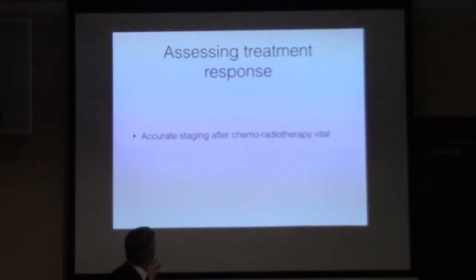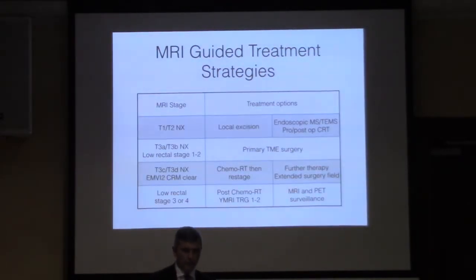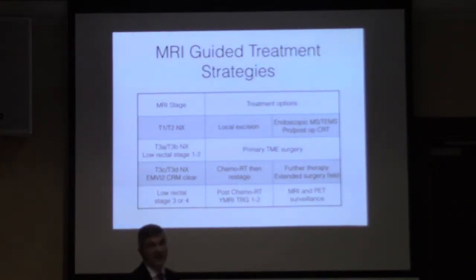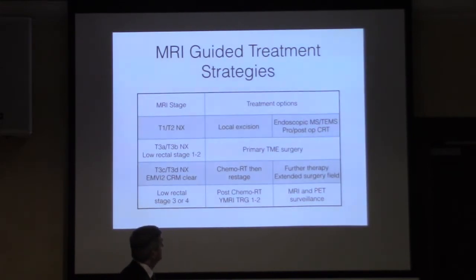So, it's vital that we have accurate staging after chemoradiotherapy, because it allows us to plan, because there may be a group of patients who will be watch and wait, so these are TRG1s. So if we look at now what the treatment options are available to people, at MRI you can grade those treatment options based on the MR staging. So if you've got your T1, T2s, any staging nodes, those are a good prognostic group. Those will have local excision, and potentially, if they're early tumours, T1s, then potentially they may have transanal endoscopic microsurgery. Or, depending on where the tumour position is, so it's a low T2, then they may get chemoradiotherapy. So that's that part.